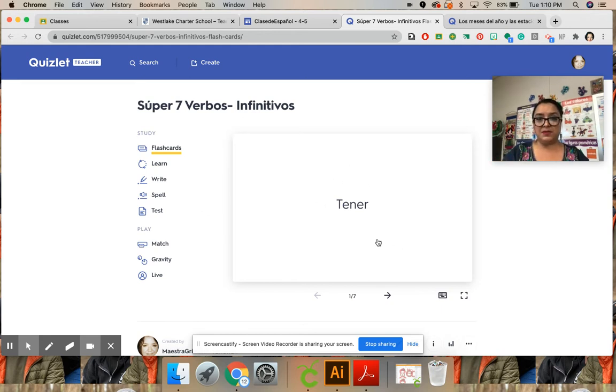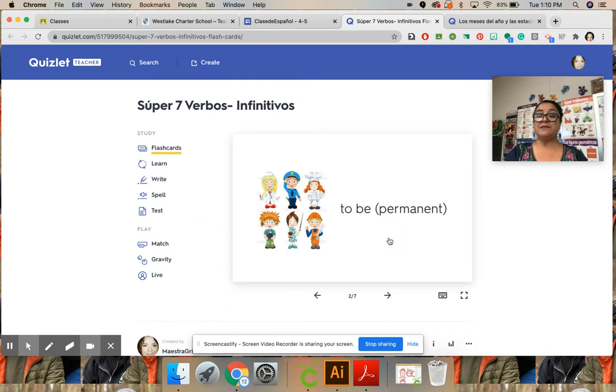For example, this one right here, tener. Can you repeat after me? Tener. That means to have. Repeat after me again. Tener. Good job. Ser. Ser. And that is to be.